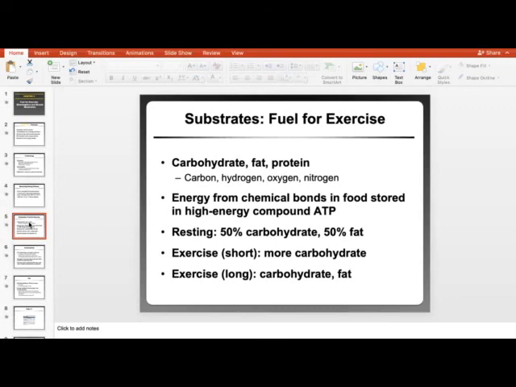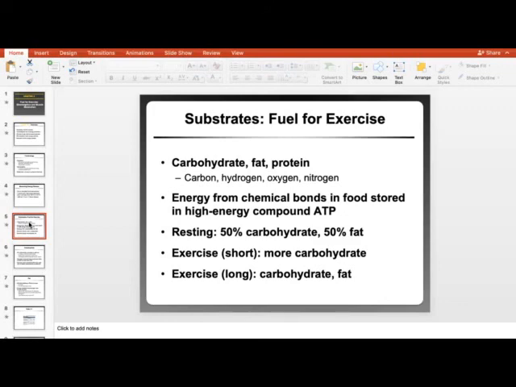In fact, protein is unique because it has a nitrogen group on it. And that nitrogen group has to be taken off of the protein molecule. It's an amino acid, an amine group. The amine group needs to be taken off of that protein before it can be utilized, and that actually costs the body energy. So it costs the body more energy to use protein.